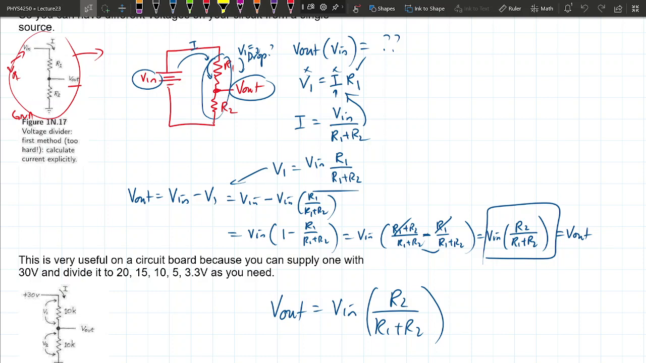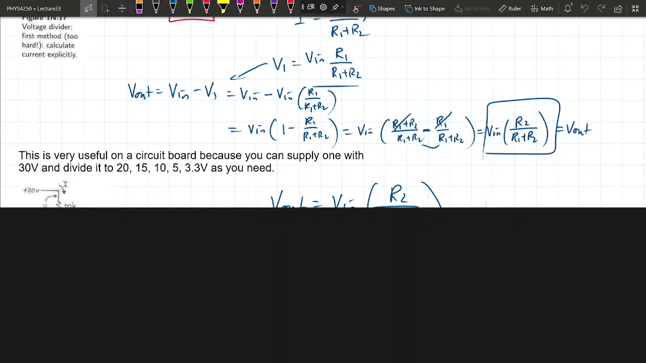It does draw a little bit of power, because you're constantly running current through this. You're constantly losing energy because of this. It does have a cost, but it's better than plugging 20 different power supplies into your laptop.